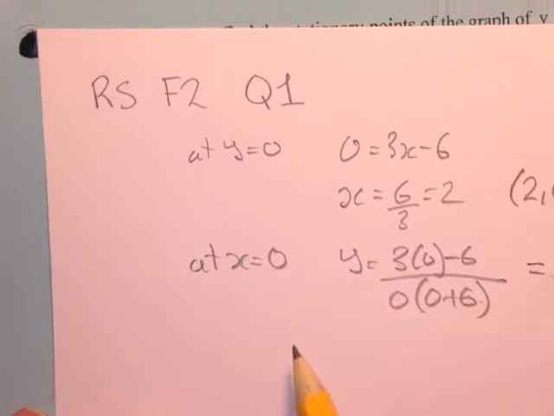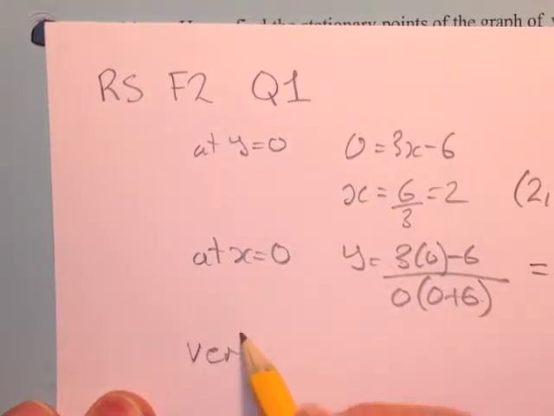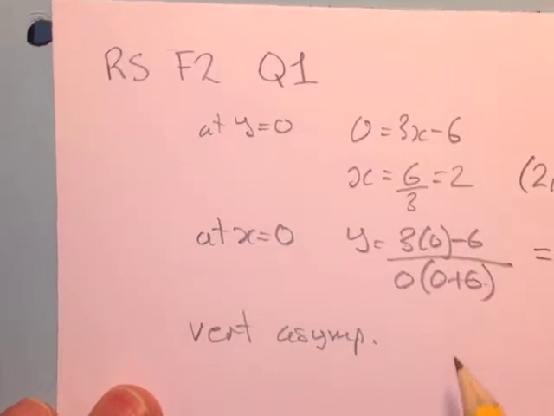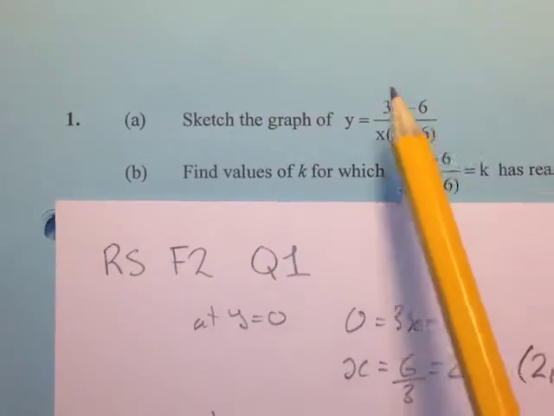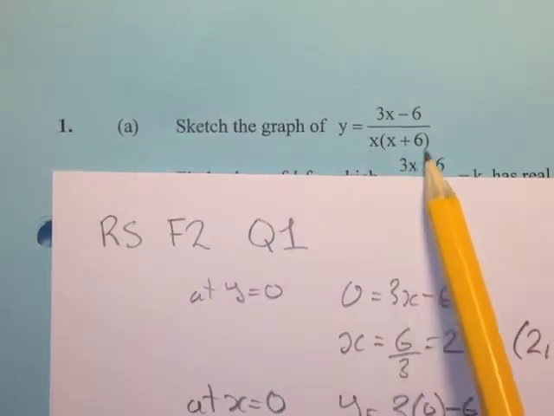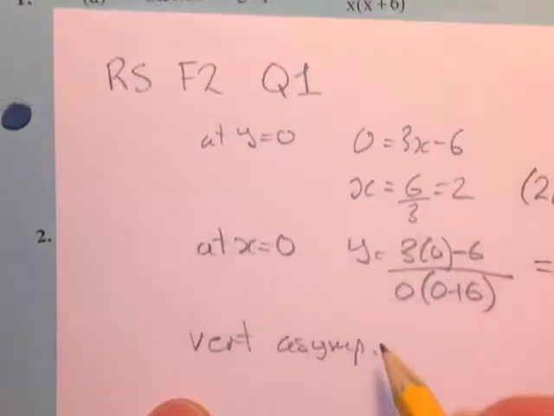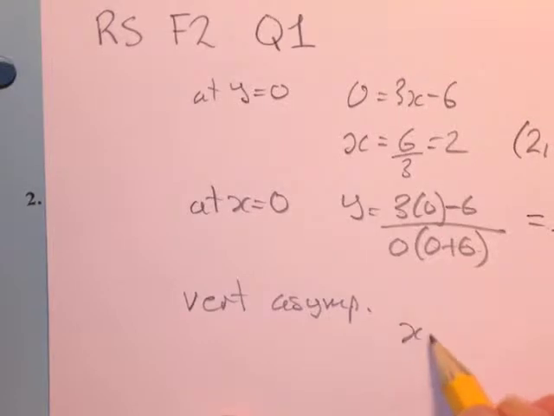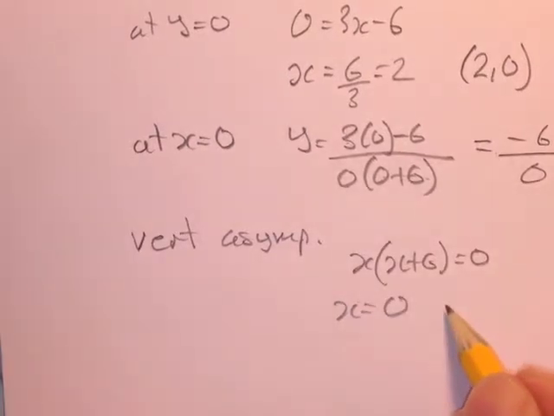Next thing we're going to look for is the vertical asymptotes. So we're looking for the vertical asymptotes. Here, go back to the original question, we're solving for the denominator, or the bottom of the fraction, equals 0. So to look for the vertical asymptotes, we're solving x brackets x plus 6 equals 0. Two solutions, x equals 0 and x equals minus 6.